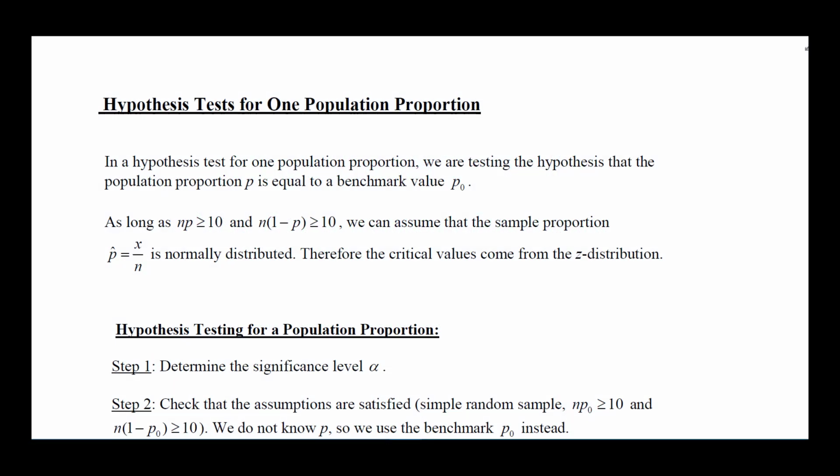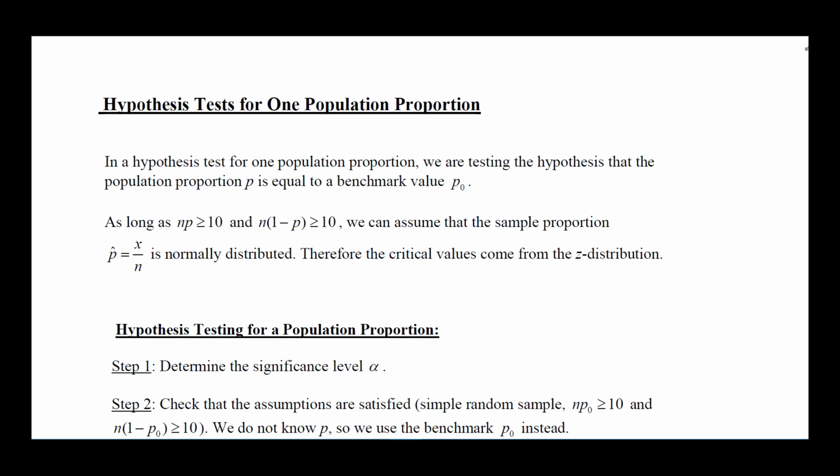Hi everyone, let's talk about how to do a hypothesis test for one population proportion. In a hypothesis test for one proportion, we are testing the hypothesis that the population proportion is equal to some benchmark value that we'll call P0.